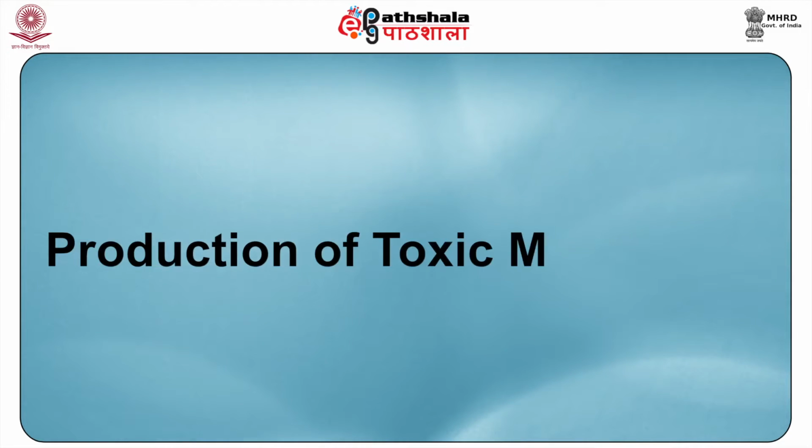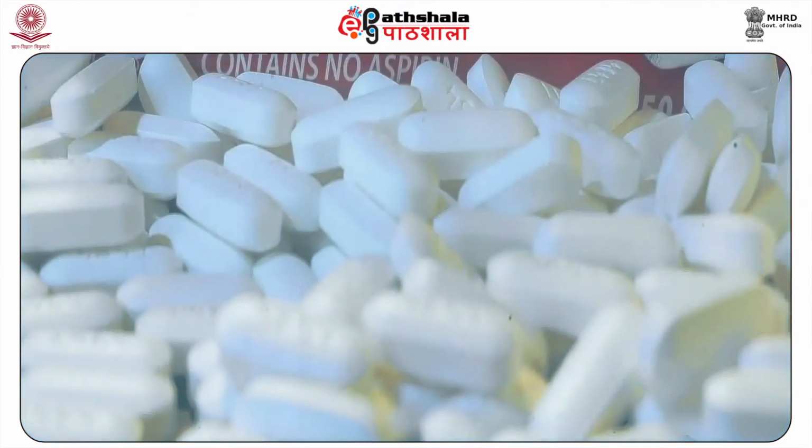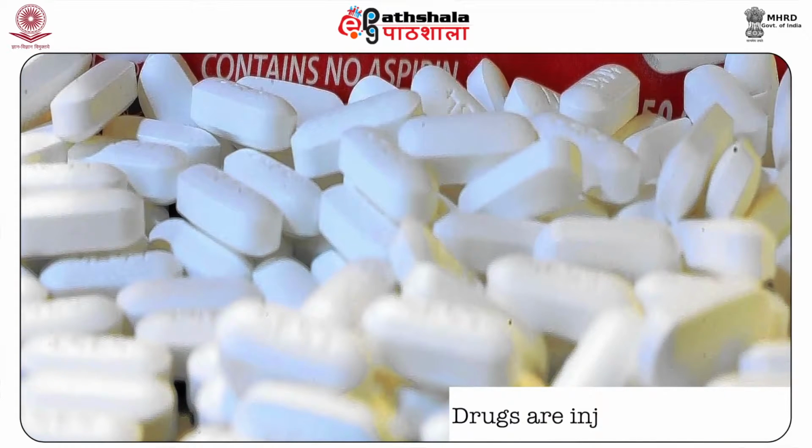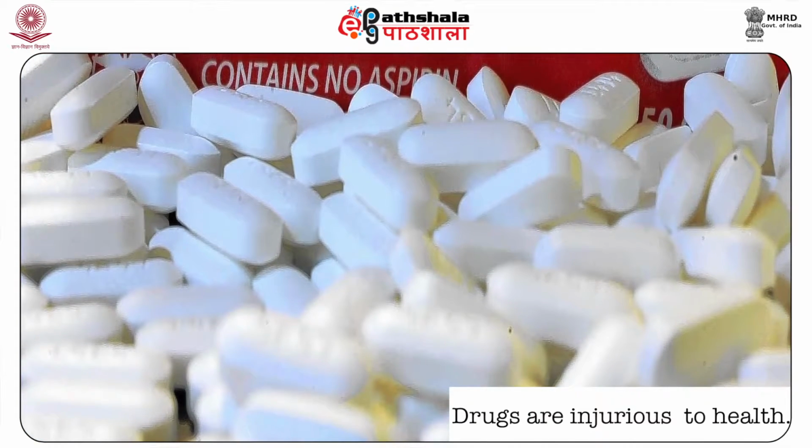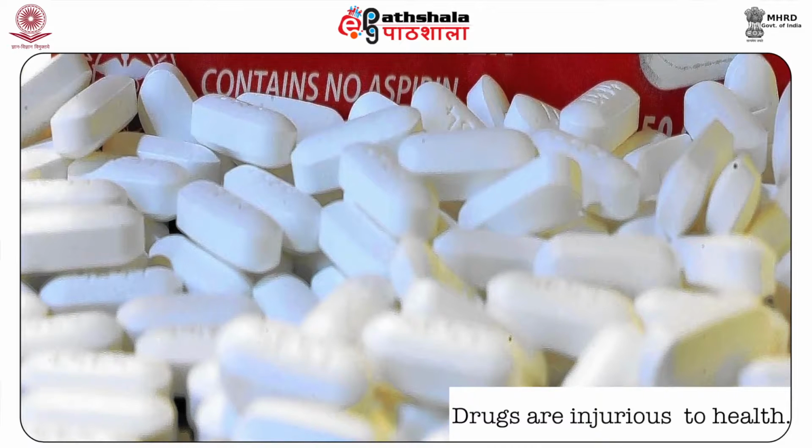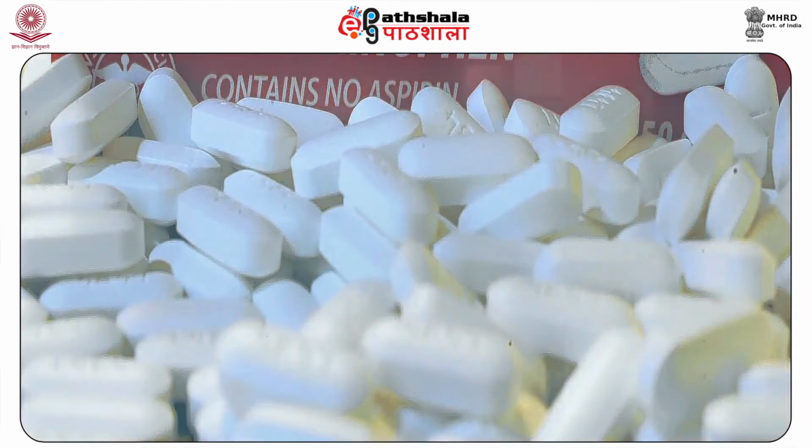Next is the production of toxic metabolites. Virtually all drug molecules are metabolized by the liver and or other tissues. Sometimes metabolism produces a pharmacologically active metabolite. A drug metabolite can have an adverse effect. A clinically significant example is that of acetaminophen, a commonly used analgesic and antipyretic.